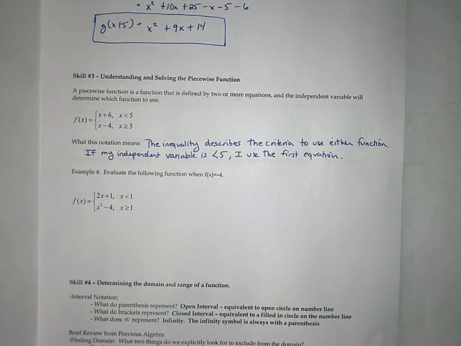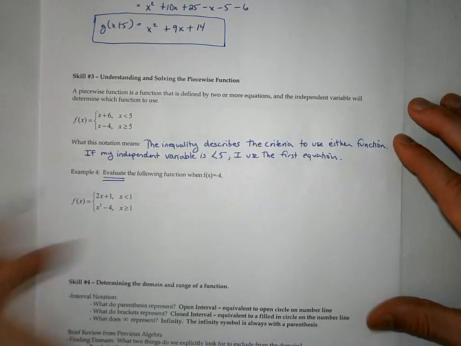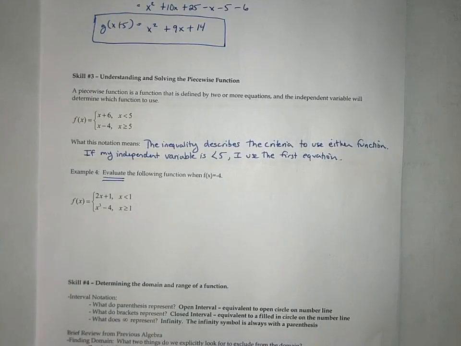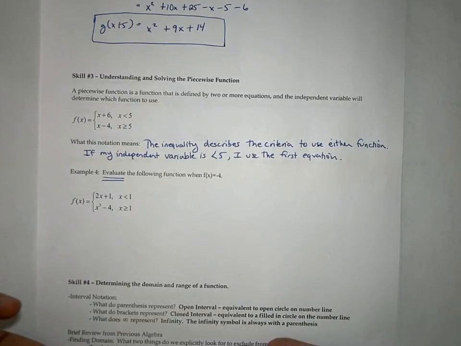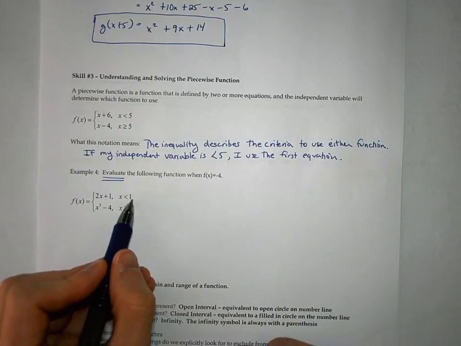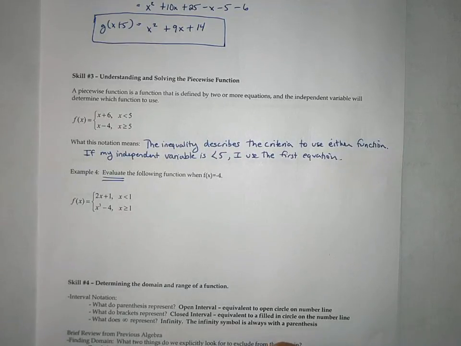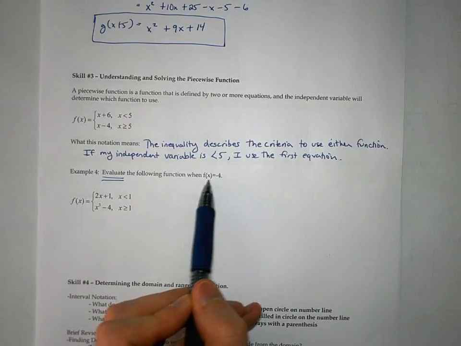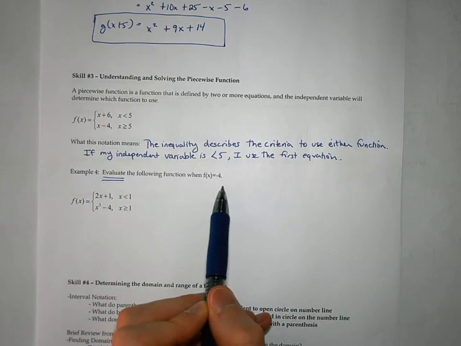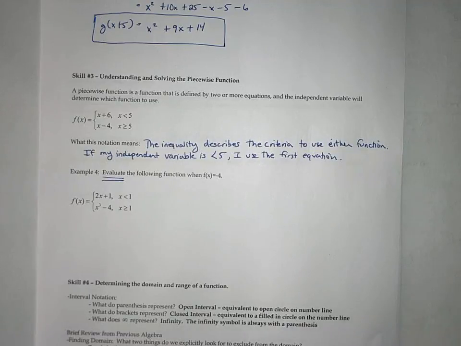So an example right here. I want to evaluate the following function when x is equal to -4. And I look at my two criteria. The first one, x is less than 1. The second one, x is greater than or equal to 1. So my independent variable that I'm working with is -4, so I'm going to be plugging in a -4. So which of those two equations am I going to use?